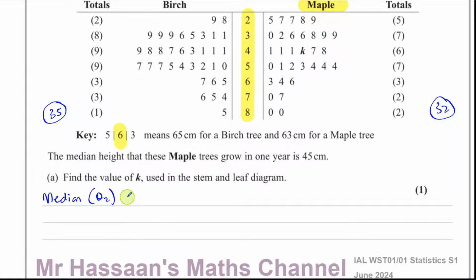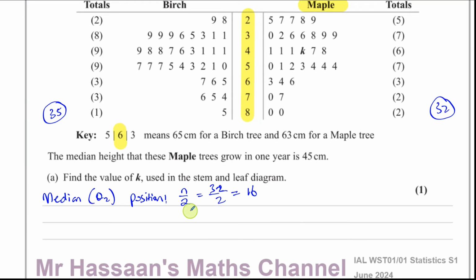The position of the median can be found by different methods. I'm going to stick to the method used in the S1 textbook, which I find is generally easier for most cases. When you have this type of data, which is not grouped data, to find the position of the median you take n divided by 2, the number of entries divided by 2. In this case for the maple trees that is 32 divided by 2, which gives you 16. Now, what do we do with that 16?